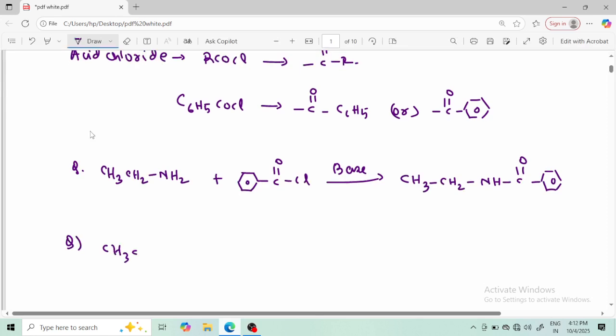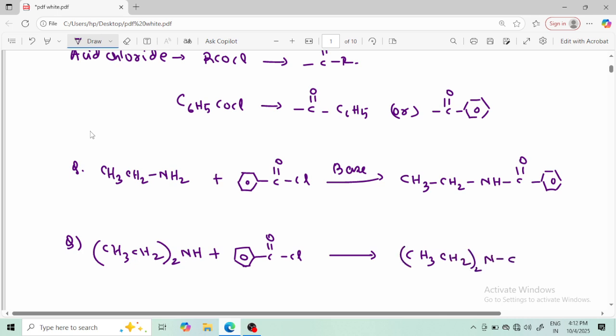Let's do another question. Suppose I'm giving (CH3CH2)2NH, and then C double bond O Cl, benzoyl chloride. Let's say it's reacting with this one, so you remove this hydrogen and you give this C double bond O and then the benzene ring.